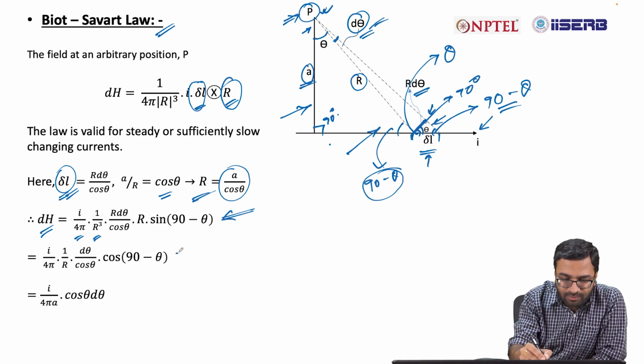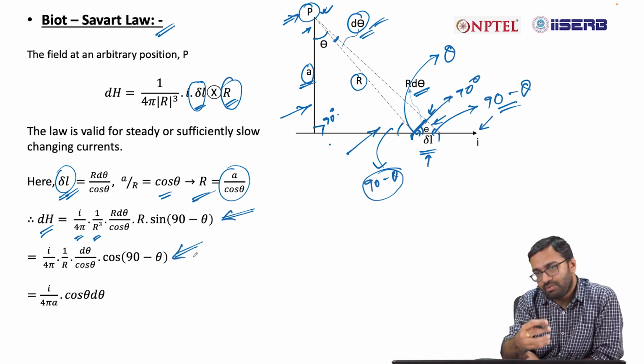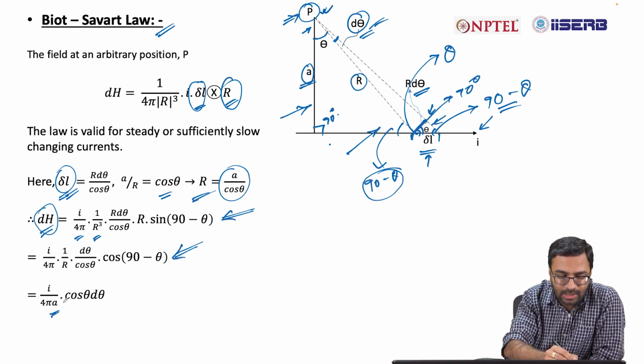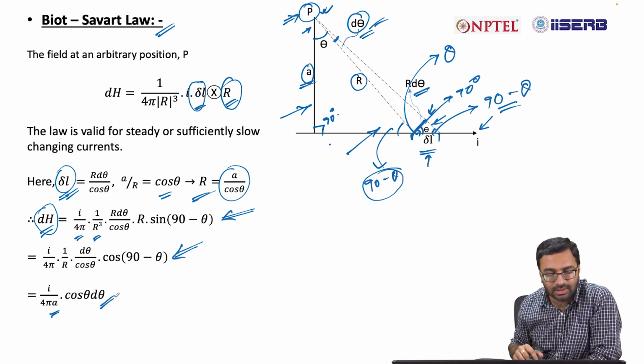So, again, if you do certain mathematical rearrangement, which you can do at home as well, you will figure out the value of dH is 1 by 4 pi a into cos theta d theta.